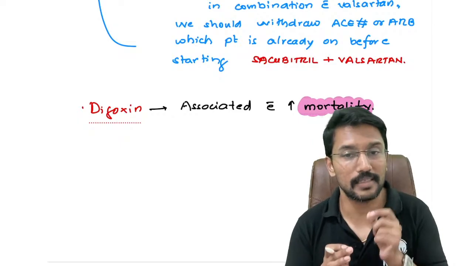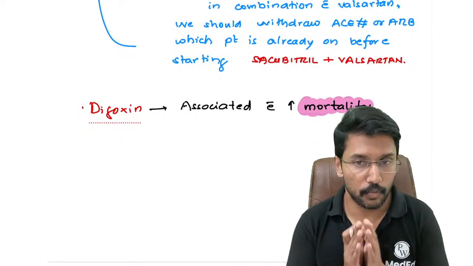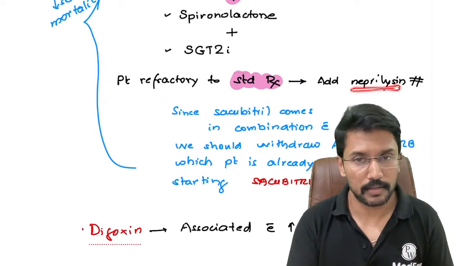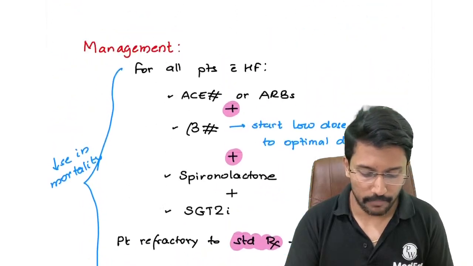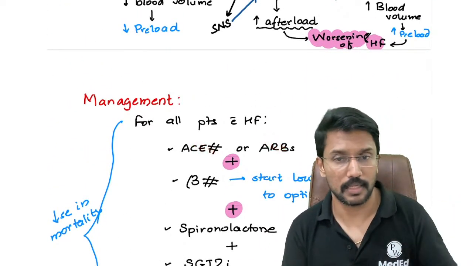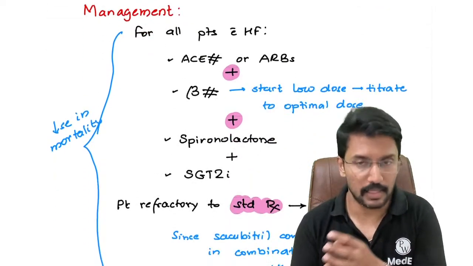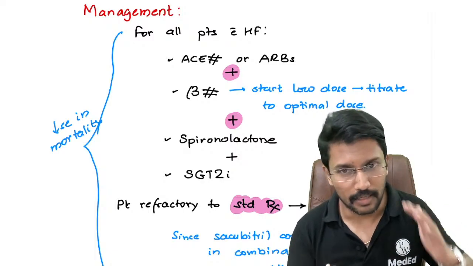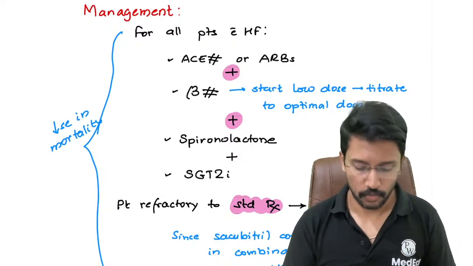It does not come as a solo drug. Because it comes in combination with valsartan, we have to keep in mind that whenever we want to start a neprilysin inhibitor and I want to give sacubitril, it is coming with valsartan, so I have to take out the pre-existing ACE inhibitor or ARBs that the patient is taking, because valsartan is an ARB. So sacubitril is coming with an ARB. If the patient is already on an ACE inhibitor or any other ARB, that needs to be stopped before we introduce the sacubitril valsartan combination.